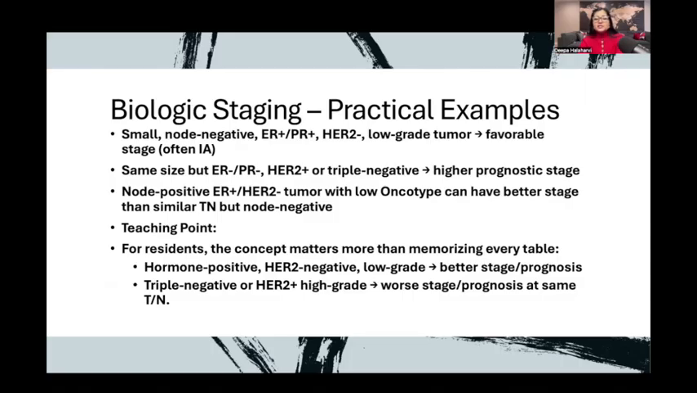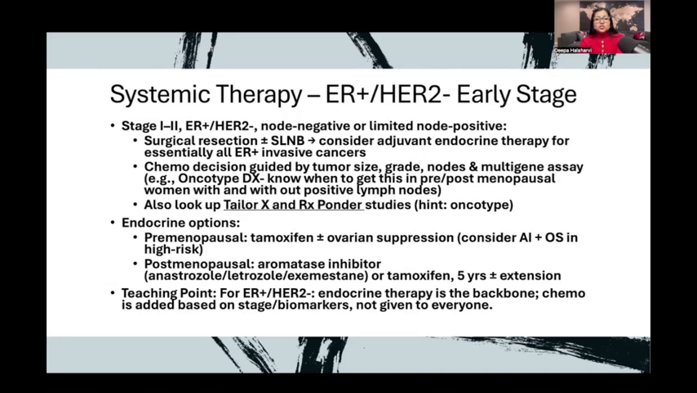The hormone positive, HER2/neu negative, low grade, better stage prognosis. Triple negative, HER2/neu positive, high grade, worst stage, worst prognosis. So that's important to know. So let's talk about systemic therapy.